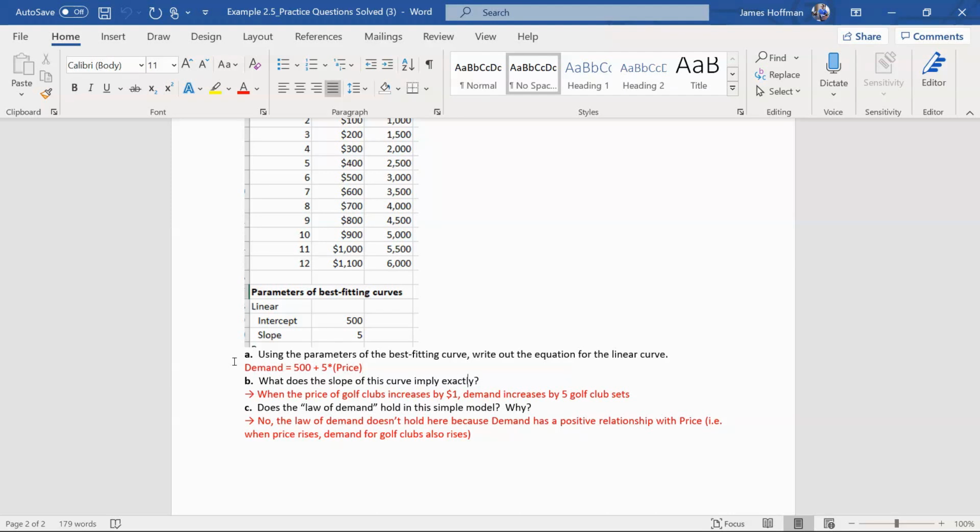What does the slope of the curve mean here? So 5, how do you interpret that? That is the effect on demand of a 1 unit change in the x variable, which is price. Same starting point, when the price of golf clubs increases by $1, demand now increases by 5 golf club sets, because that's what this 5 is. So it's positive, that's an increase, and the 5 is the exact effect on golf clubs. So when the price of golf clubs increases by $1, then 5 more customers buy golf club sets, or 5 more golf club sets are sold.